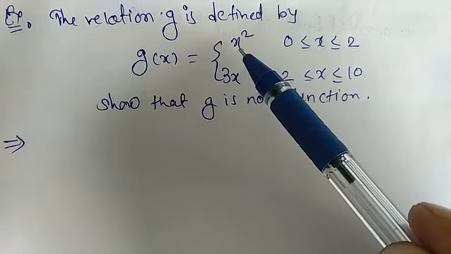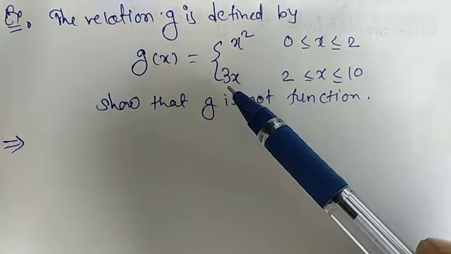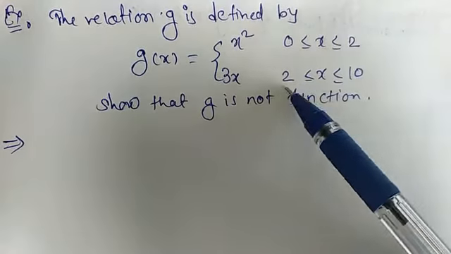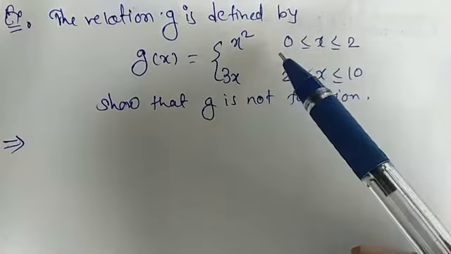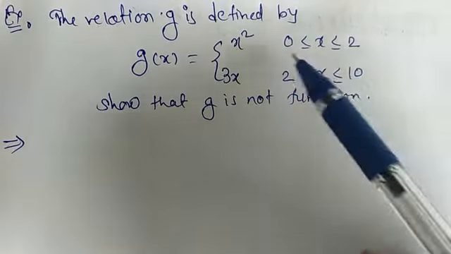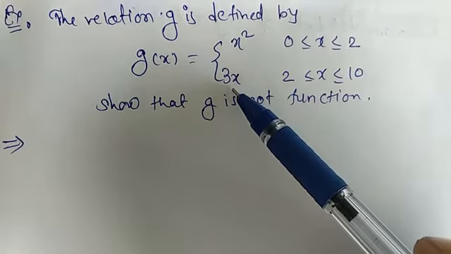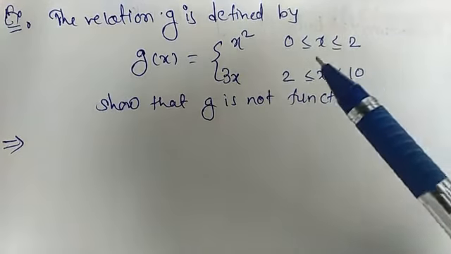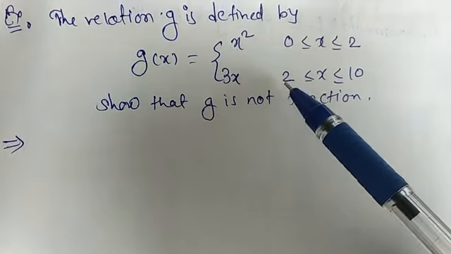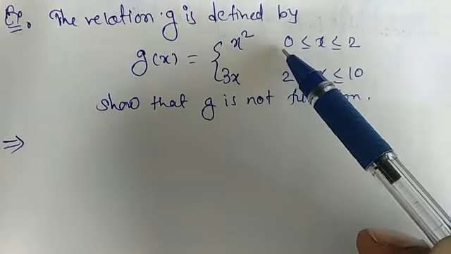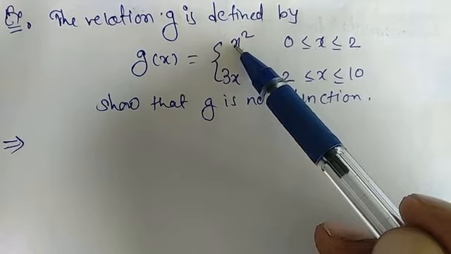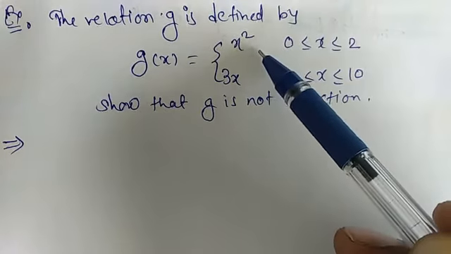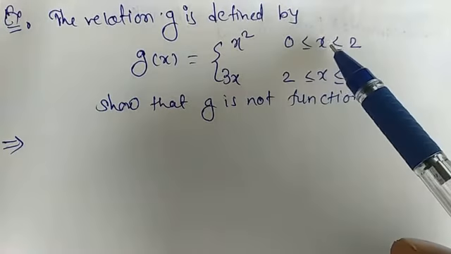Here we are given x square and 3x, between 0 and 2 and between 2 and 10. So for any value from 0 to 10 it will not be infinity, because there is only a numerator and no part in a denominator. So we have to check the boundary points only. For 0 the image is 0. For 1, 1 square is 1, and its image is 1.